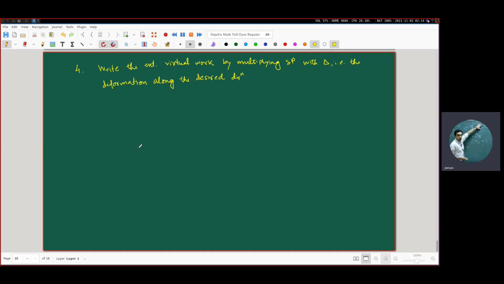Please try to understand this important thing very clearly. You want the delta, which is the desired deformation, the deformation along the desired direction, and it just so happens that you have framed your solution steps in such a way that that is the deformation along the direction of the imposed virtual force delta P. So this is on the one hand. On the other hand, you calculate the internal virtual work.